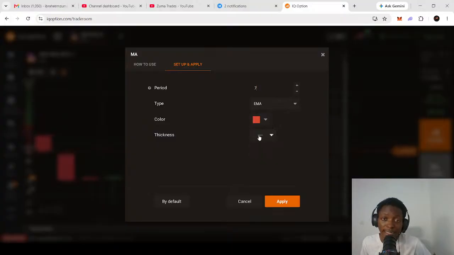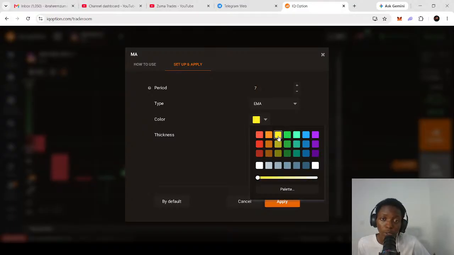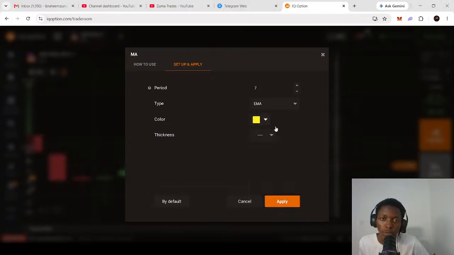So we just come to this section and change it to EMA, and then we want to change the color so that we can differentiate and understand what is happening, right? You can use any color, maybe white, yellow, or green, but we're going to stick with the yellow so that we can see it clearly. So we change the color to differentiate the faster and the slower moving average.